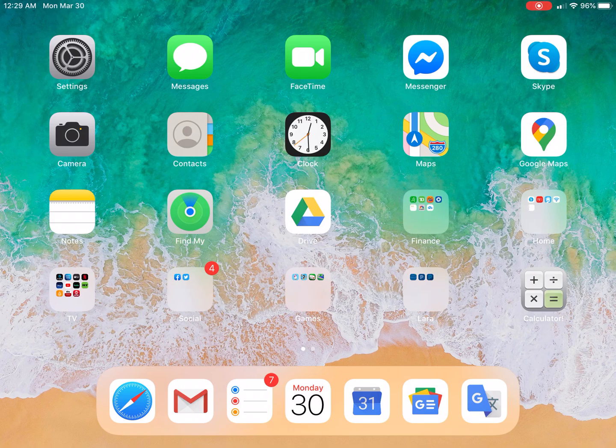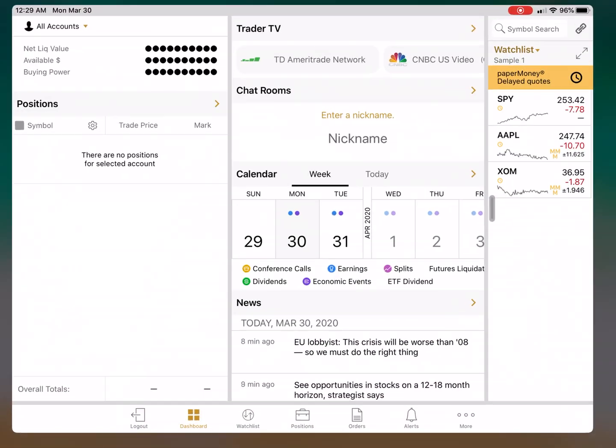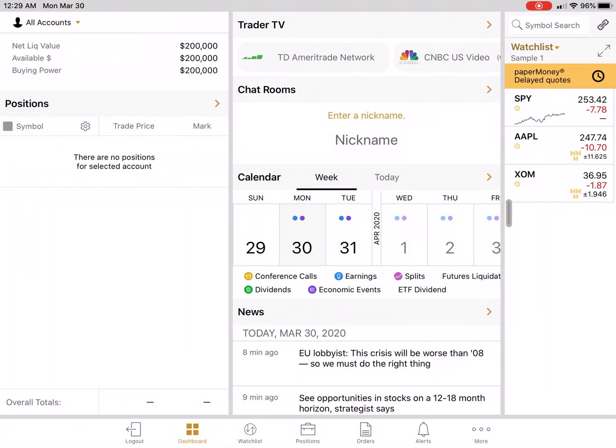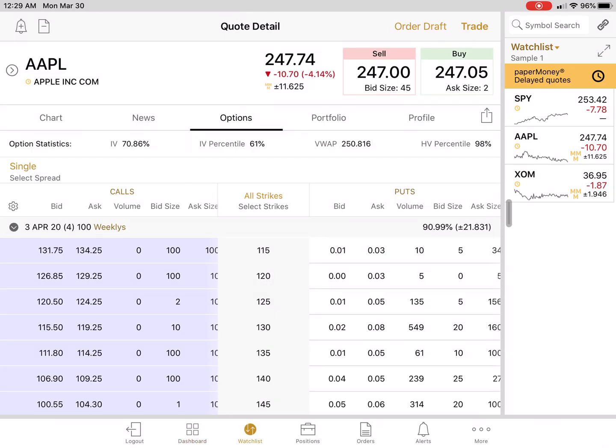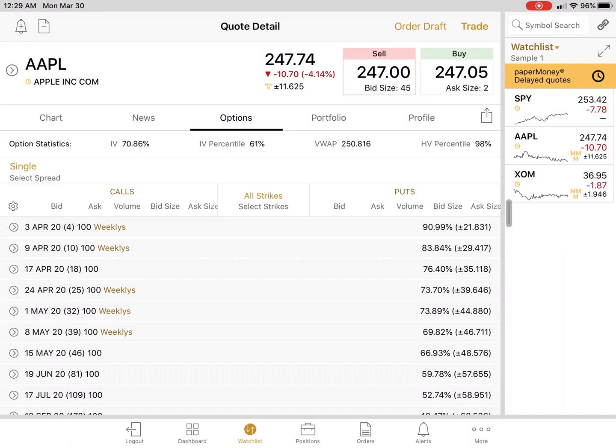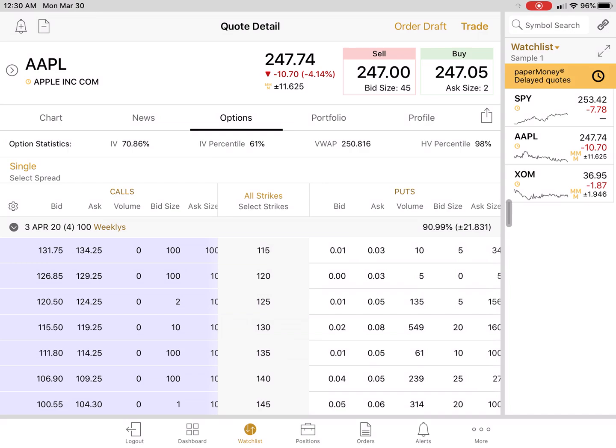In this video, we are going to be looking at how to set up a bull spread using puts with TD Ameritrade's Thinkorswim. So I'm now in my account on my iPad, and I'm going to use Apple as an example. Now on the menu right underneath the price, you'll see chart, news, options, portfolio, profile. I choose options, and like on the other videos, I'm going to use the example of April the 3rd.